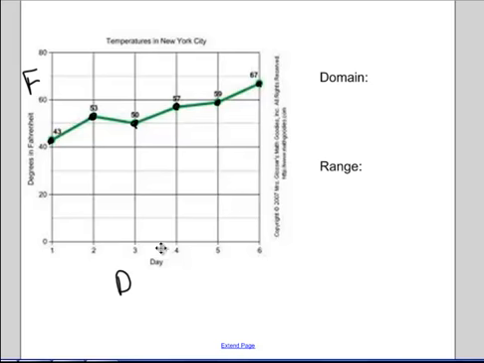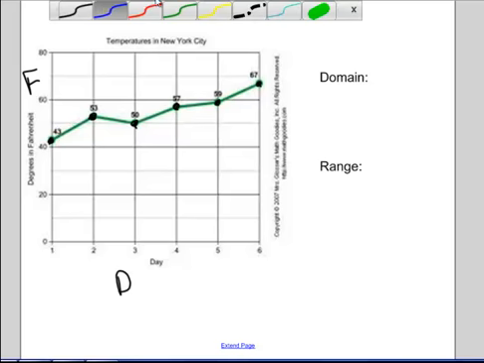And on the independent axis here I have days. So it goes 1, 2, 3, 4, 5, 6 days on the independent axis, and I labeled that axis D. On the dependent axis, this is degrees in Fahrenheit. So this is the temperature in degrees Fahrenheit. So I labeled that F for Fahrenheit.